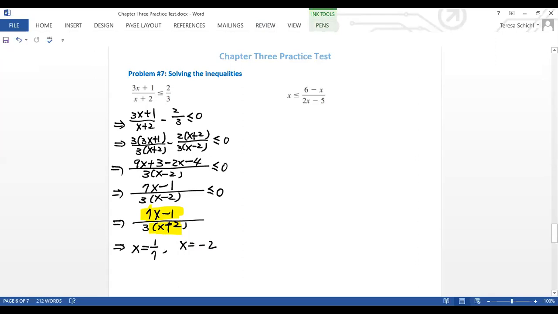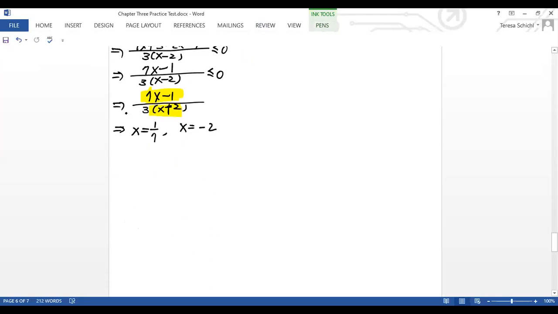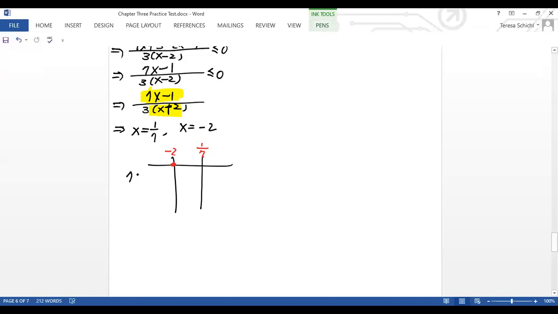Okay, just need to be careful. I thought it was x minus 2. It turns out to be x plus 2. So now let's do the same way. We can put it into our little table here. So the -2 is in here, 1/7 is here, right? Now let's put my factors here. The factors are 7x minus 1 and x plus 2.